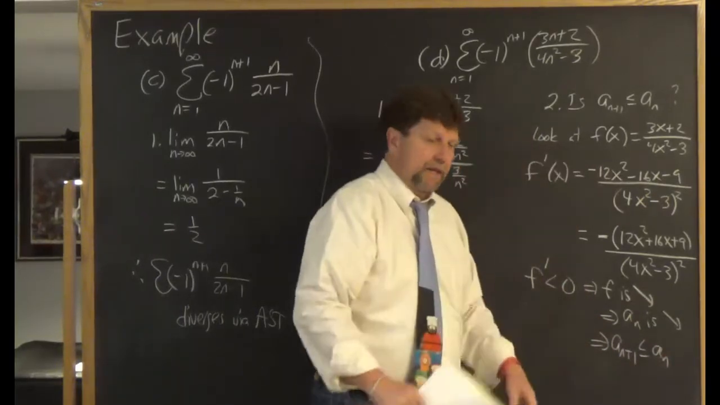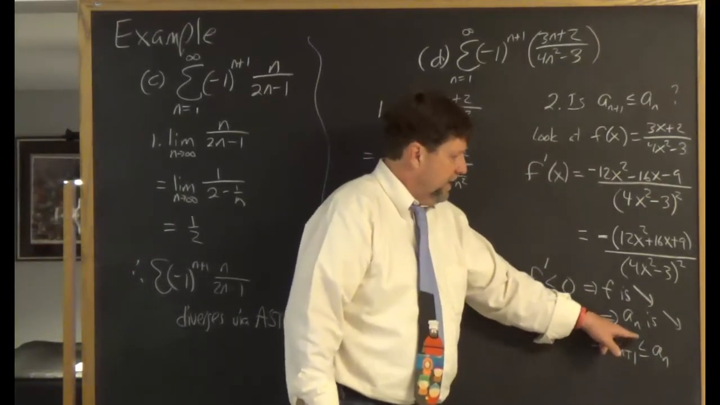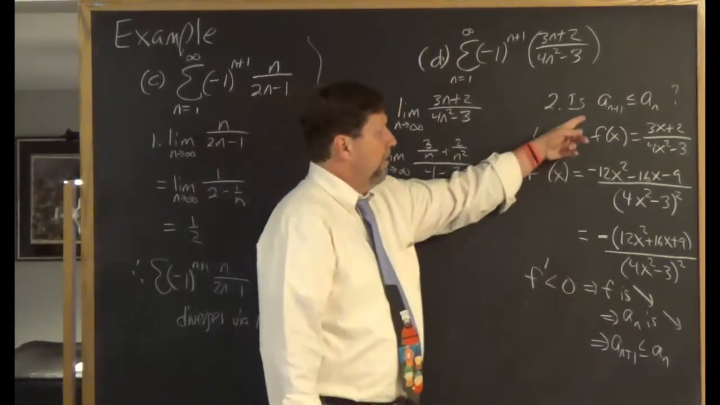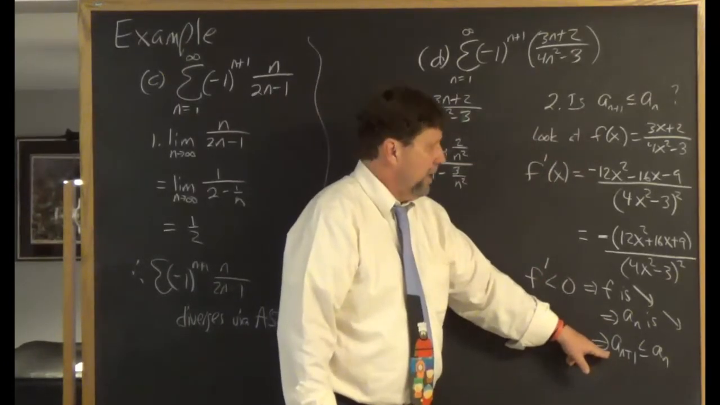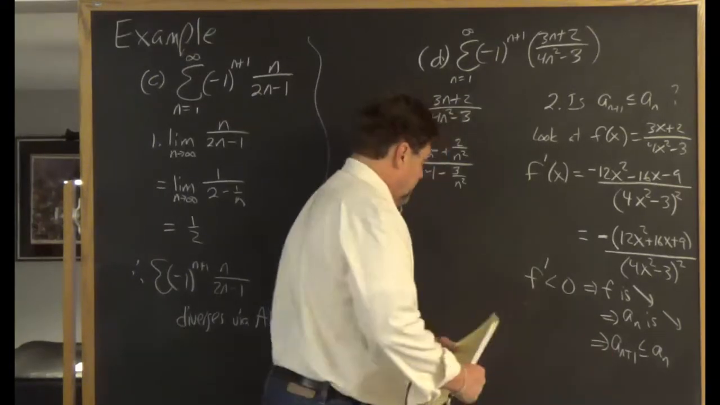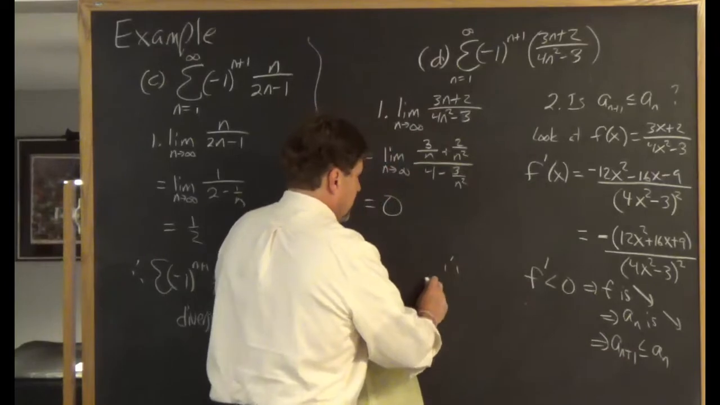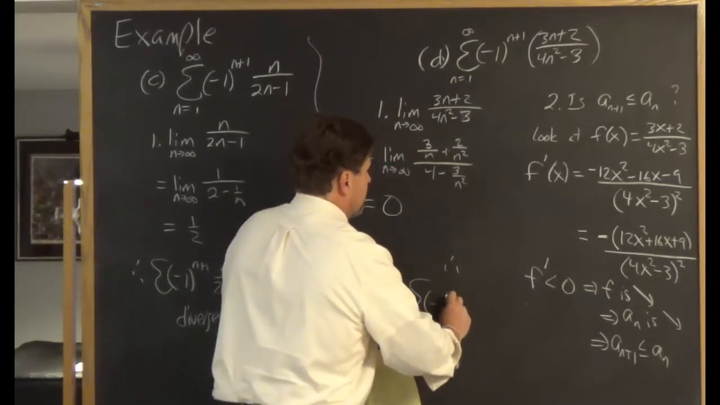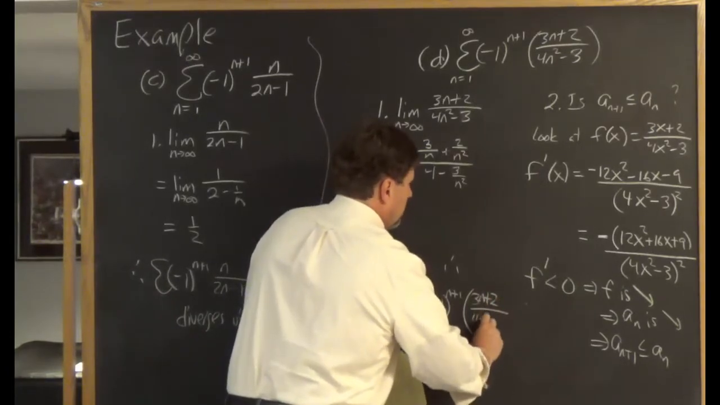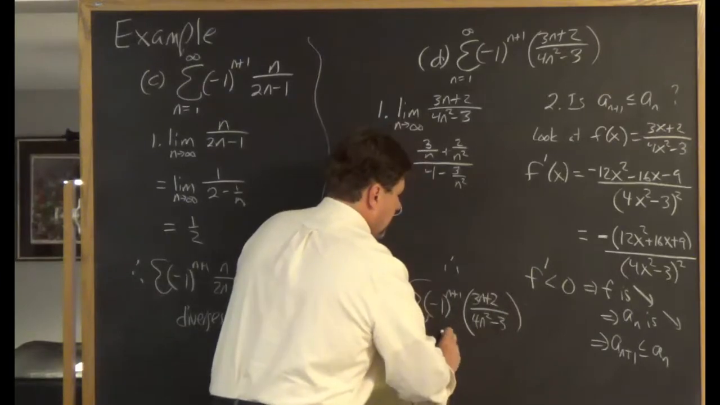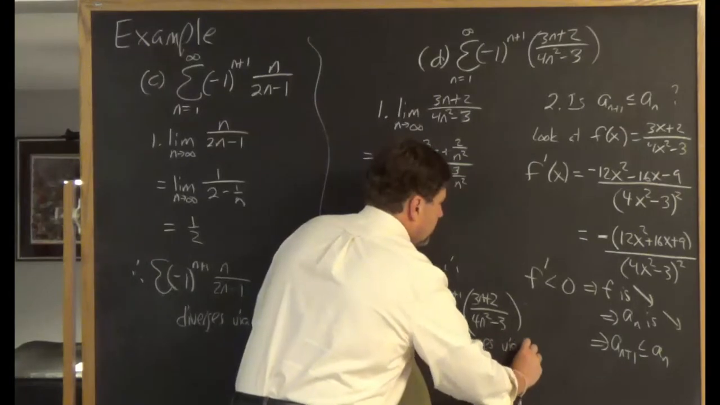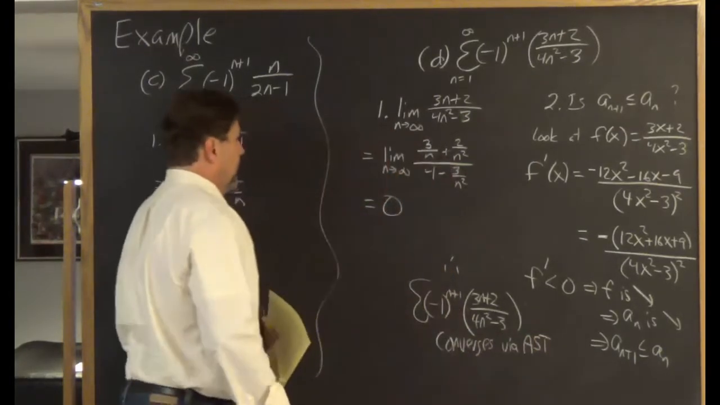That's what it means to be decreasing for a sequence: a sub n plus 1 is less than or equal to a sub n. So the limit was 0. We have now shown that a sub n plus 1 is less than or equal to a sub n. So what does that mean? That means that our series converges thanks to the alternating series test.